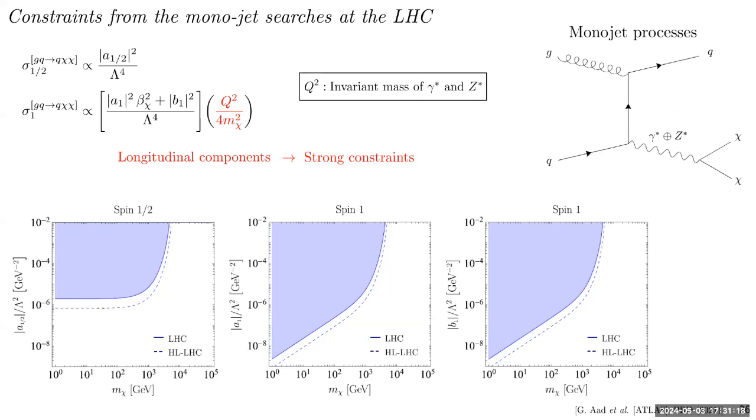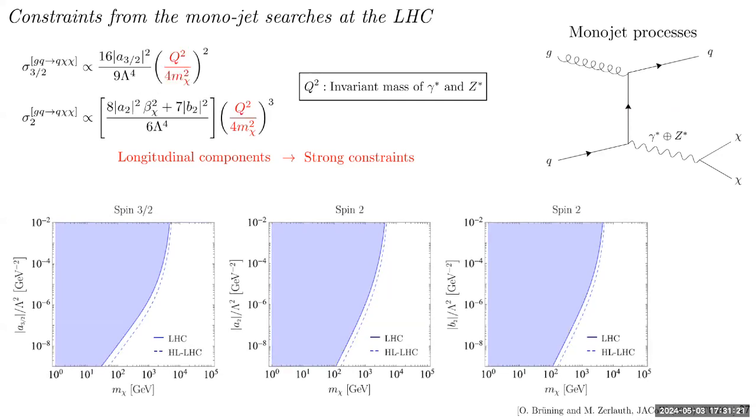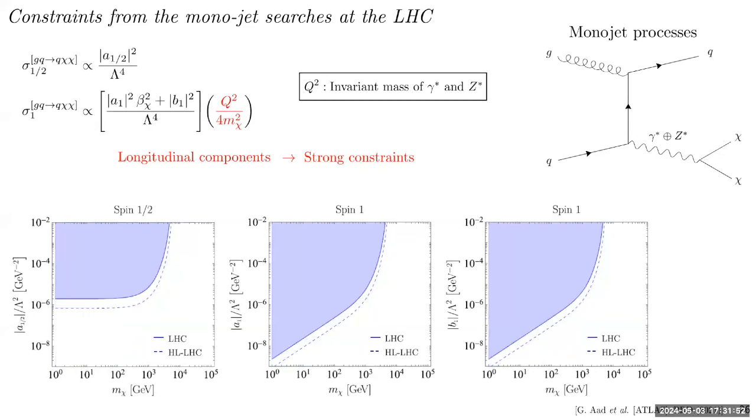What about the higher spin case? If we go to higher spin, then we observe more longitudinal components. Because of that, the power of this term gets higher the more we go to higher spin. So because of this term, the higher spin case suffers stronger constraints. In order to compare, I'm going to show you the lower spin and higher spin cases.